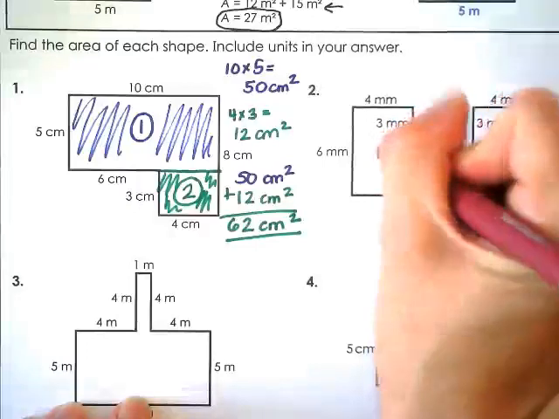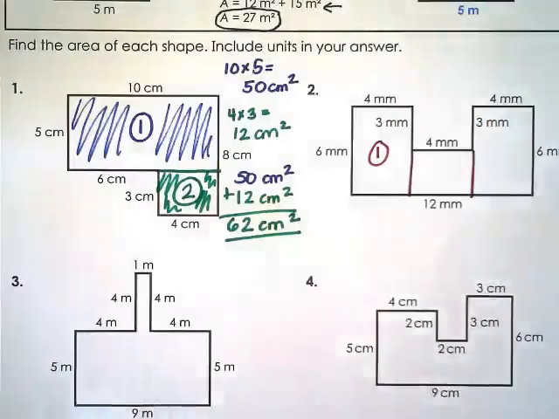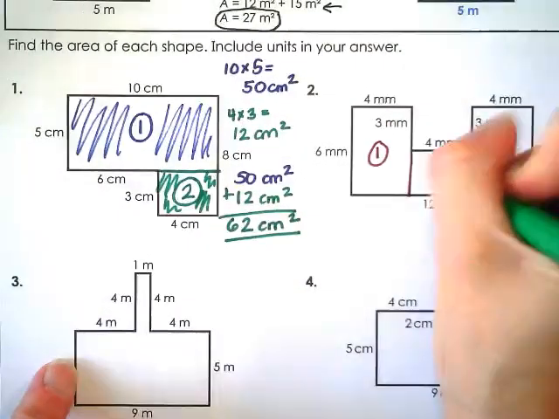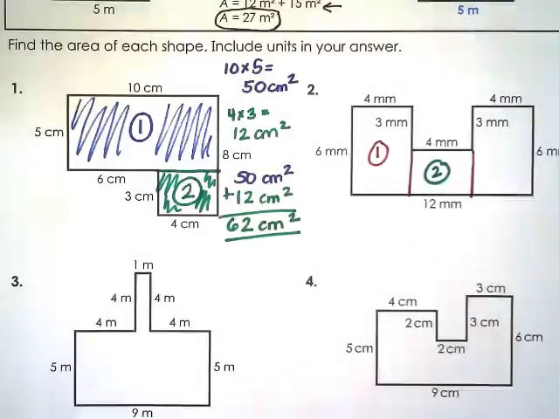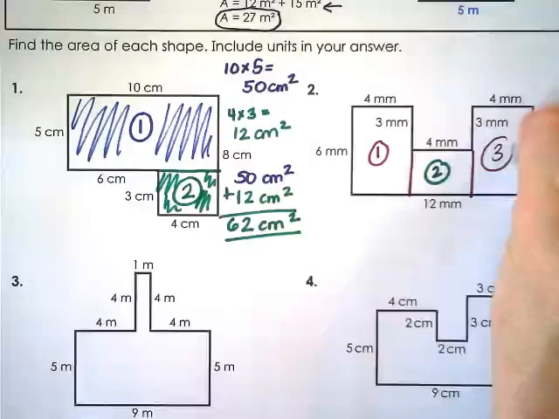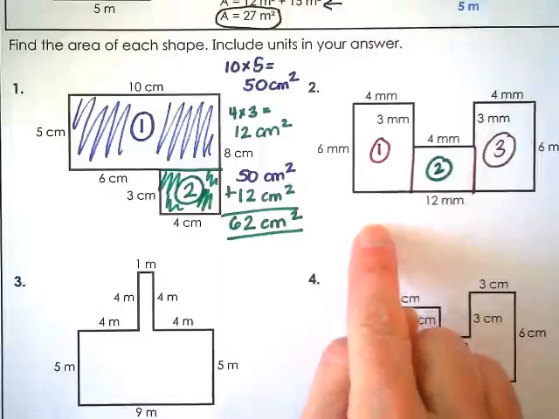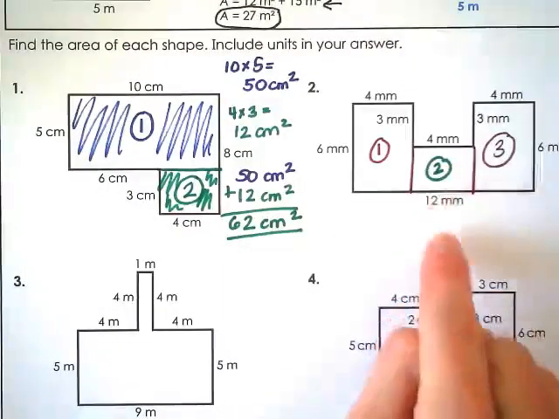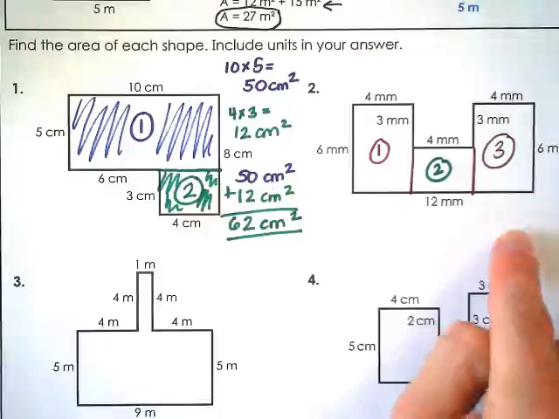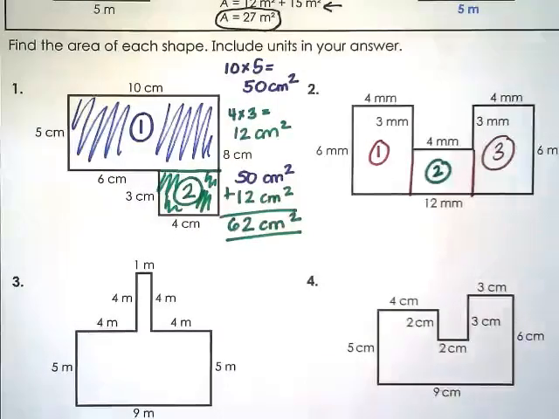This would be rectangle number 1. This would be rectangle number 2. And this would be rectangle number 3. I'm doing them in different colors so you can see it. So you would get the area of the first rectangle, the area of the second rectangle, the area of the third rectangle, and add them together.